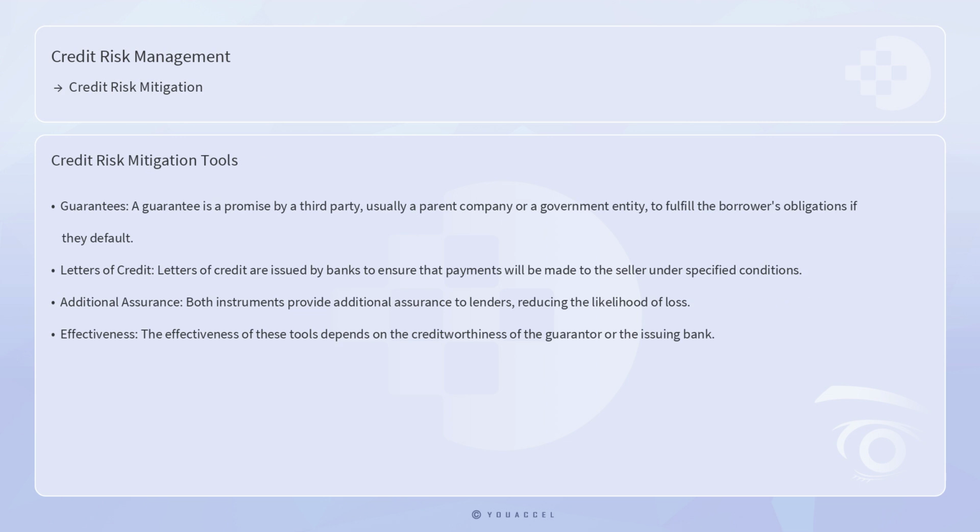Guarantees and letters of credit are also widely used in credit risk mitigation. A guarantee is a promise by a third party, usually a parent company or a government entity, to fulfill the borrower's obligations if they default. Letters of credit, on the other hand, are issued by banks to ensure that payments will be made to the seller under specified conditions. Both instruments provide additional assurance to lenders, reducing the likelihood of loss. However, the effectiveness of these tools depends on the creditworthiness of the guarantor or the issuing bank.